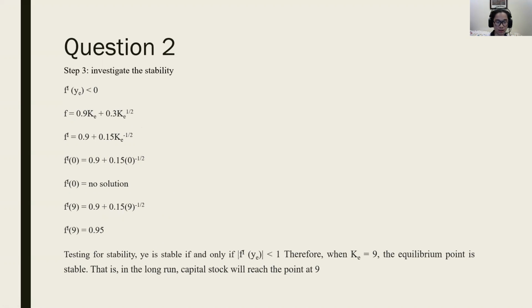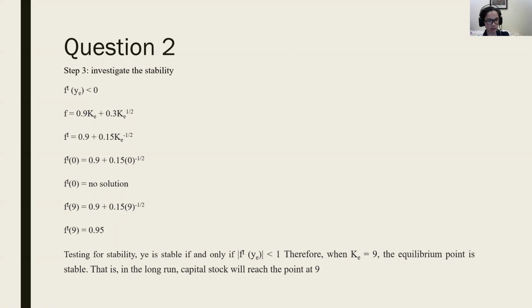All right, moving on. Now, to investigate the stability. So how do you investigate the stability of the equation? You have to differentiate the function itself at the equilibrium level, and the value of that needs to be less than 1 in absolute value. So here I wrote f prime at K_e, and we know that K_e has two solutions, which are 0 and 9.